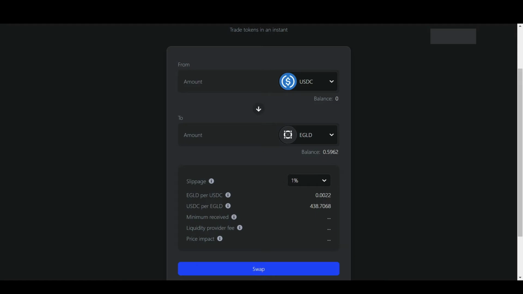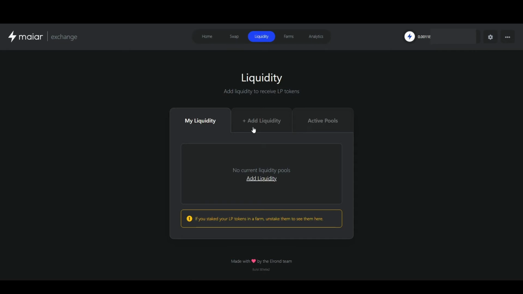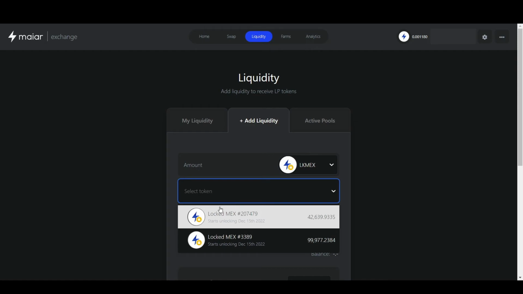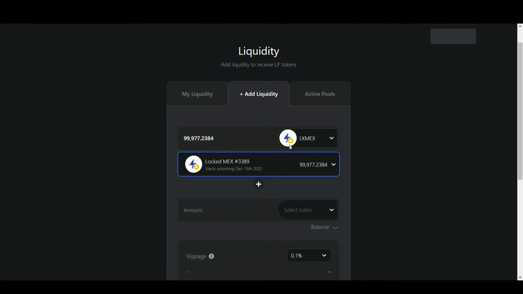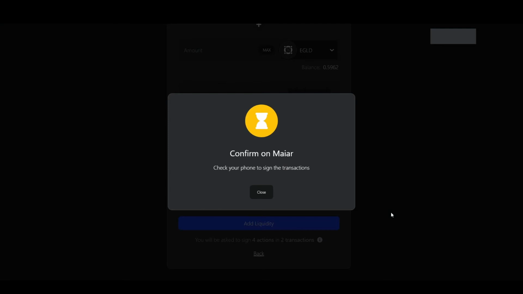Connect the wallet to the exchange. In this case, I'm using the Maiar app. If you do not have Max, you have to swap your eGold with Max. Remember that the pool is composed of 50% eGold and 50% Max, so you have to stake the exact same amount of both coins. The same applies to the eGold USDC pool. Then add your coins in the pool here, confirm the transactions, and you will receive LP tokens that you can put into farms to receive more rewards.